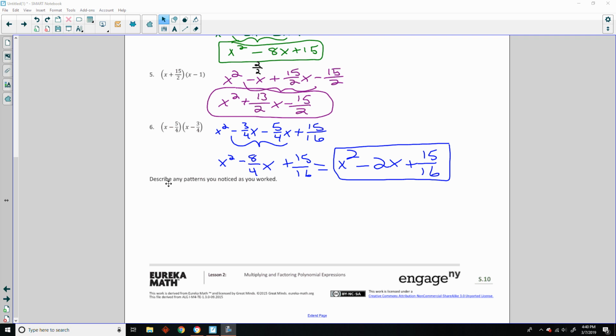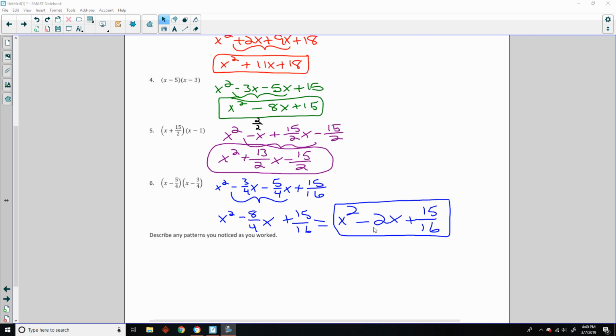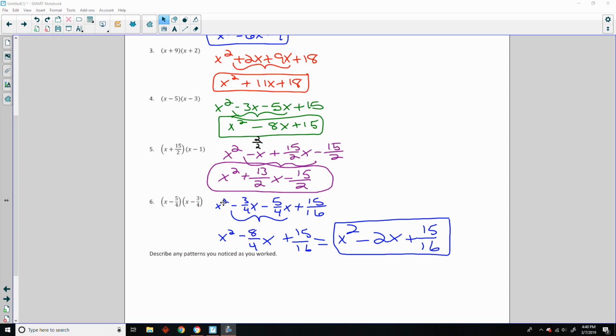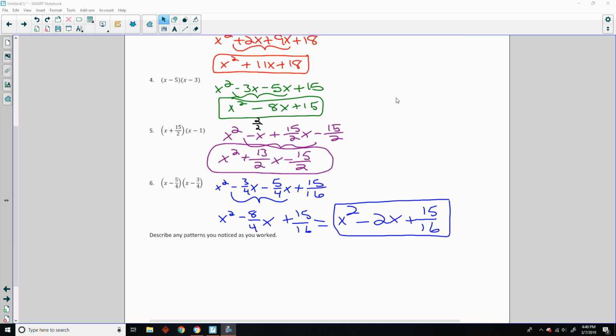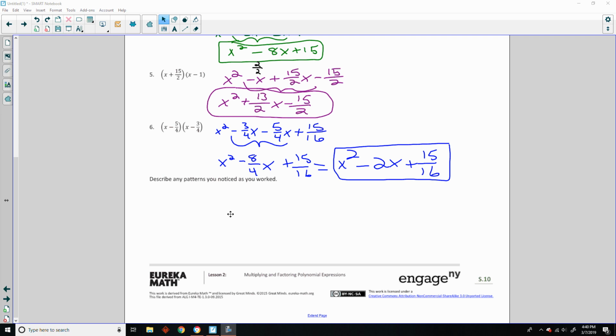Okay, so it says to describe any pattern you noticed as you worked. Okay, well, if I look up here, we had an x squared in the first term every single time, and therefore our leading coefficient is always 1, or in this case, our a is always 1. Okay, and so there's a lot of writing here, so I'm just going to paste it.